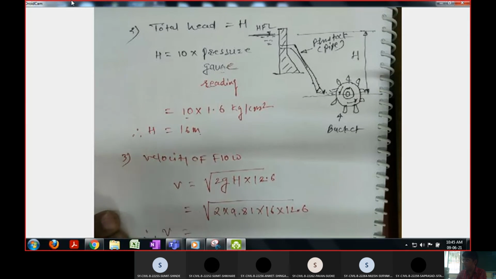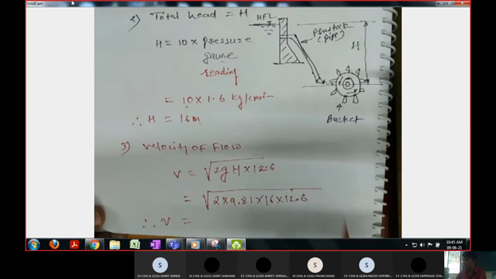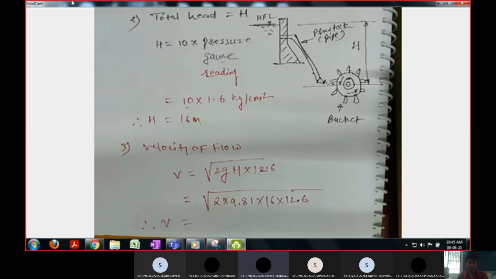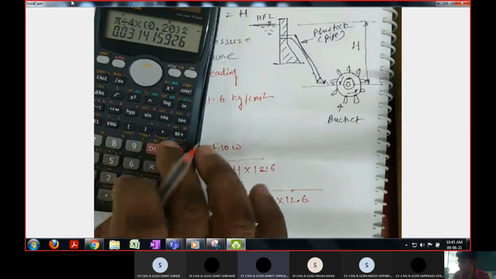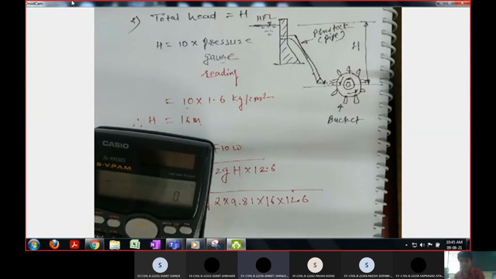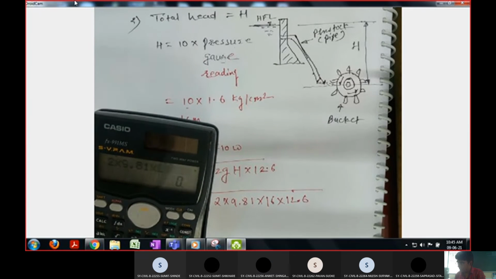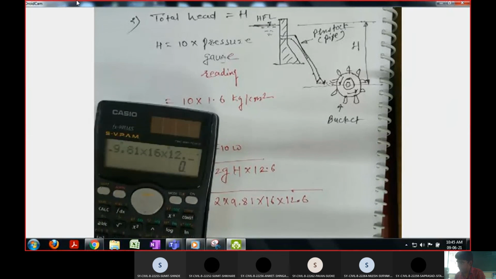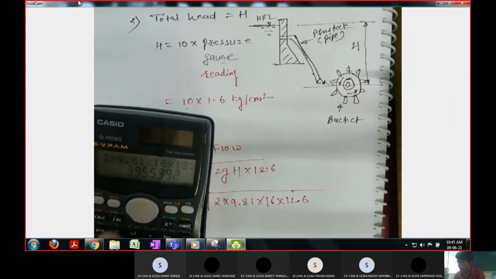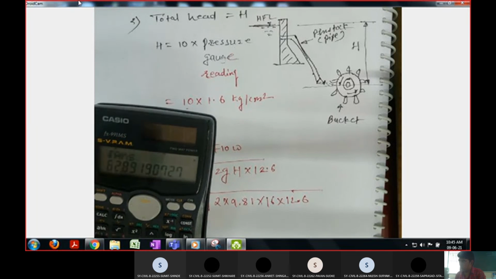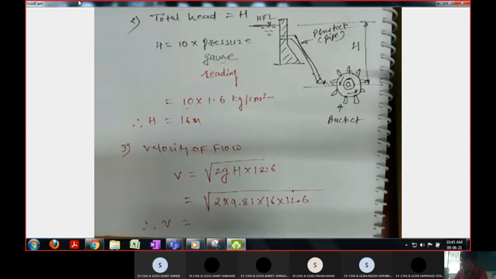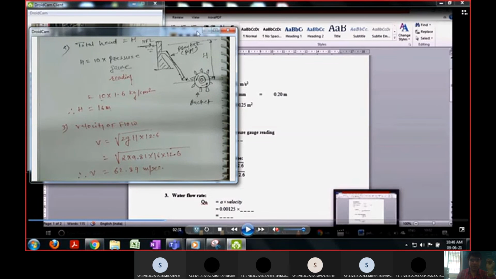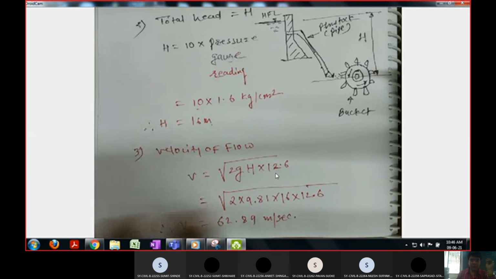Now calculate velocity. What should be the velocity now? 62.89. किती? 62.89. Okay, means 2 into 9.81 into 16 into 12.6. The velocity is 62.89 meter per second.